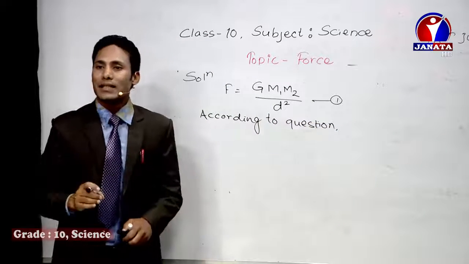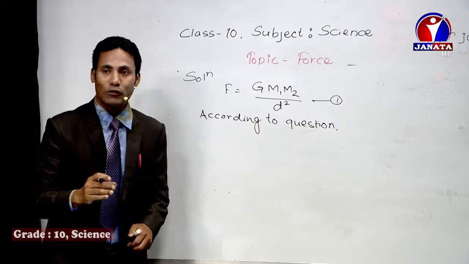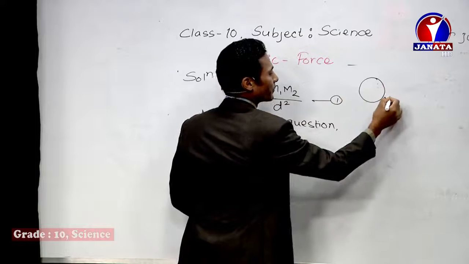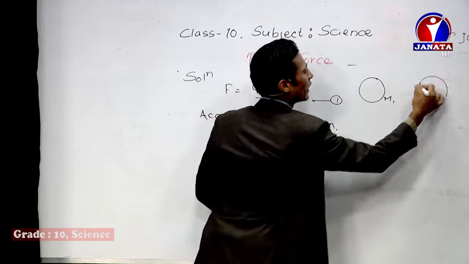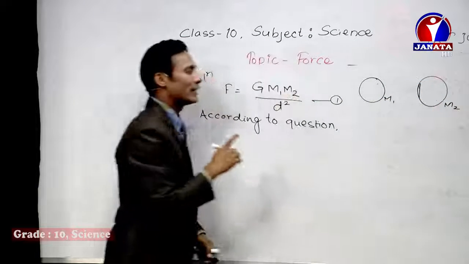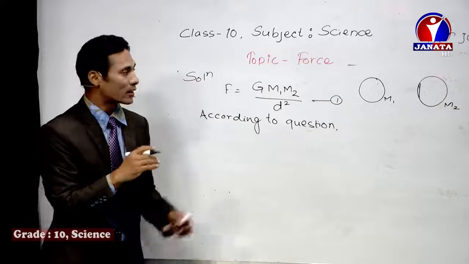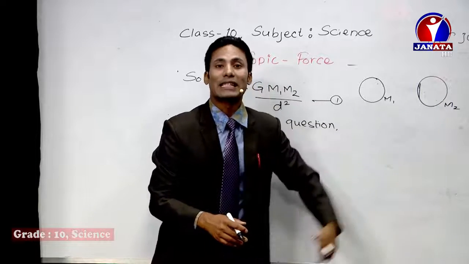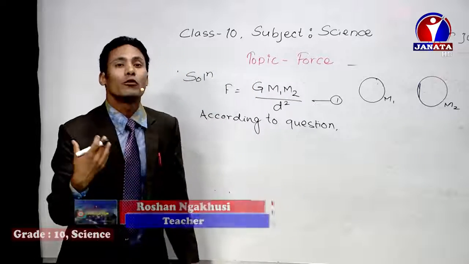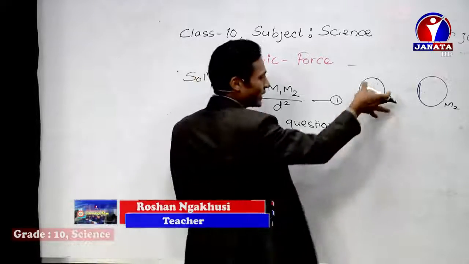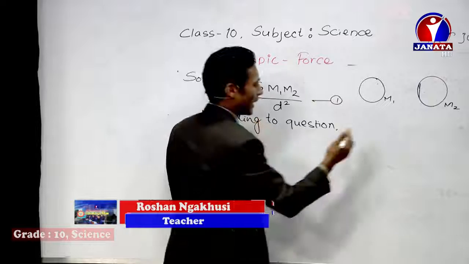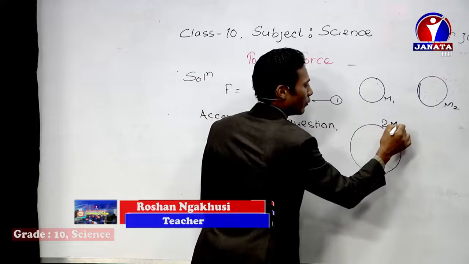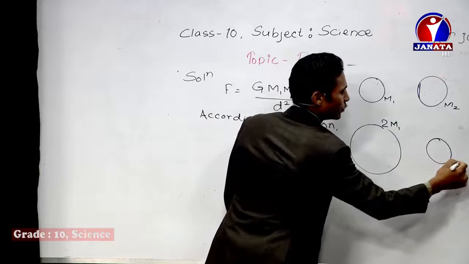one of the masses is doubled, I have said. Out of those two masses, one is doubled. Let's say this one is m1 and this one is m2. This is the initial condition. At the starting, m1 is the mass of the first object and m2 is the mass of the second object. Now, if one of the masses is doubled, let's say I double this m1, that is, I increase it by 2 times. That is 2m1, and this one is m2 as it is.